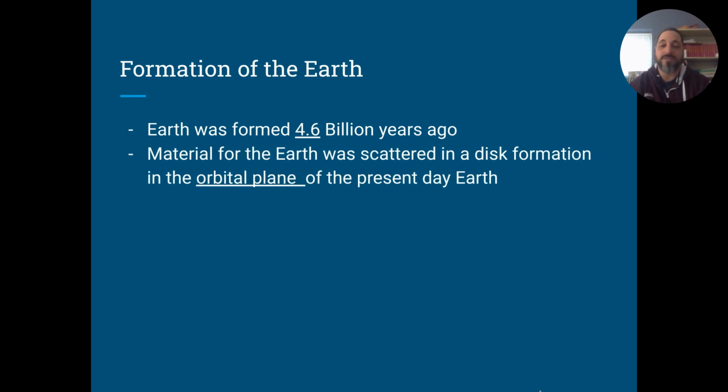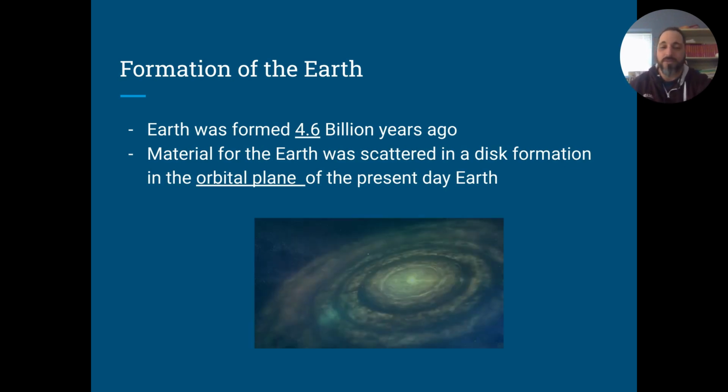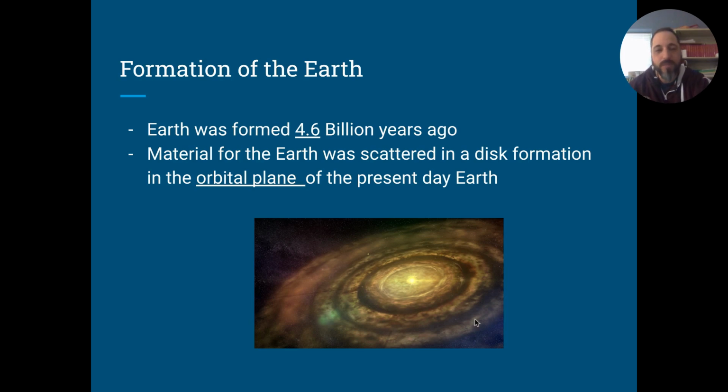Now, in its earliest stages, it was scattered around the sun in the present-day orbital plane of the Earth. So I want you to think about this picture right here. We've got the sun in the middle, and we have where the Earth is currently orbiting around the sun, but in its place is just a bunch of material, all the stuff that would eventually make up the Earth.